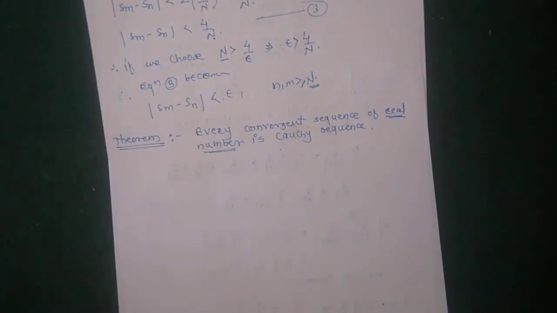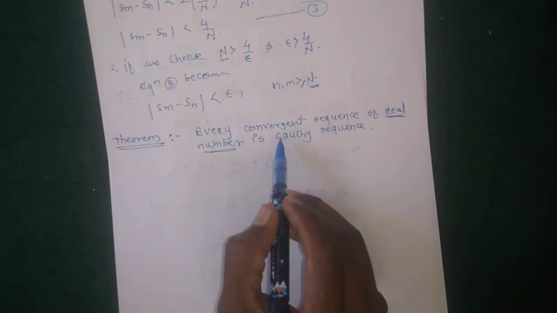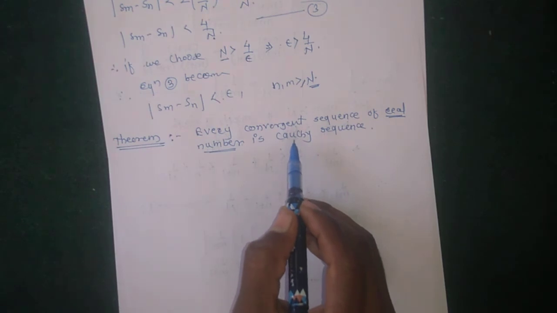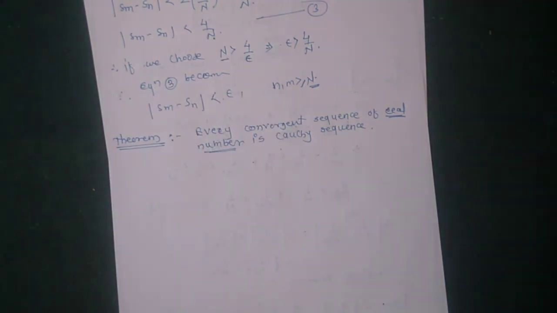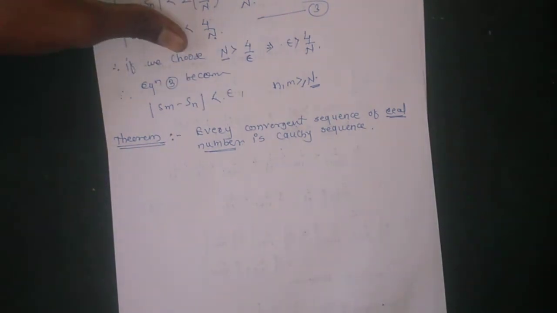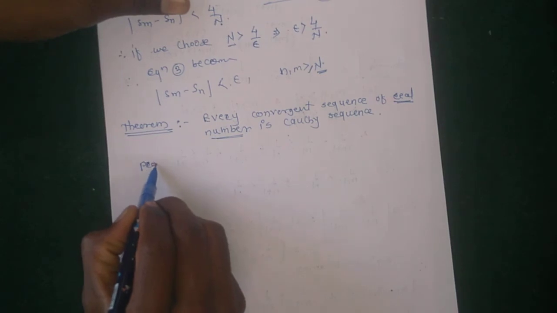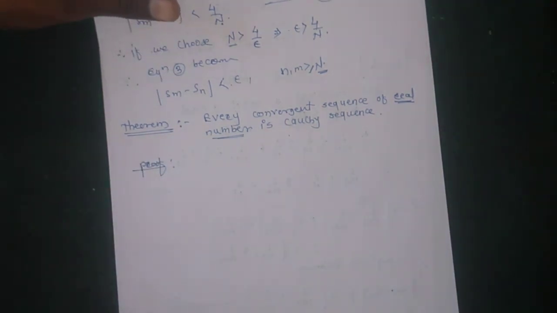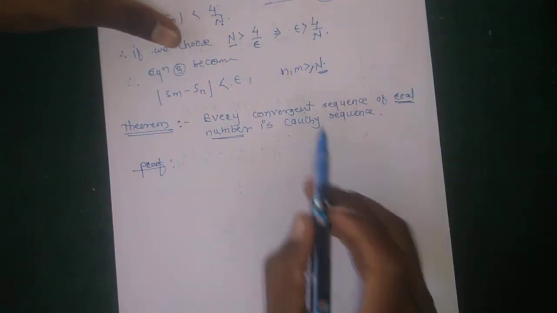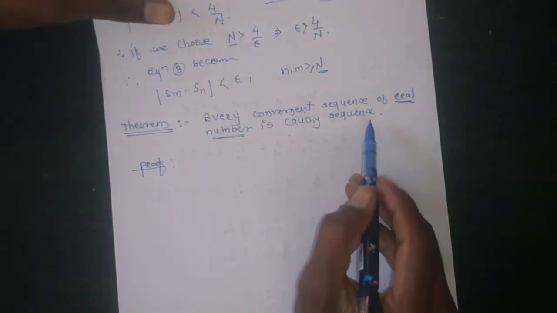real numbers, rational numbers, whatever may be, but for real numbers, every convergent sequence, if a sequence of real numbers is convergent, then it is a Cauchy sequence, that is, it satisfies this condition. Okay, every convergent sequence. So the proof of this: firstly, what is given is that Sn is a sequence of real numbers which is convergent, and we need to show that the convergent sequence Sn is a Cauchy sequence.